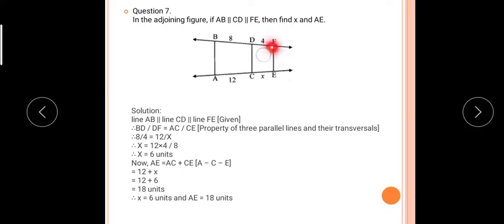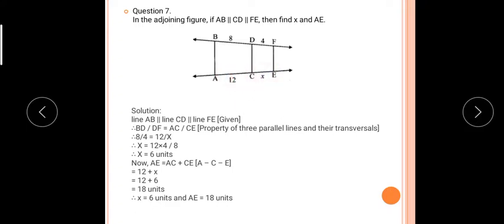Now students, see the first question number 7. In the adjoining figure, if you are observing what is given here, AB is parallel to DC, which is parallel to EF or FE. Then find X and AE. We have to find out this X as well as we have to find out AE. If you find out X, then 12 plus 6 is equal to your AE. So how to find out X?